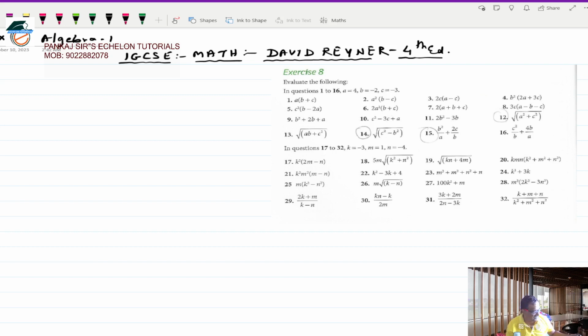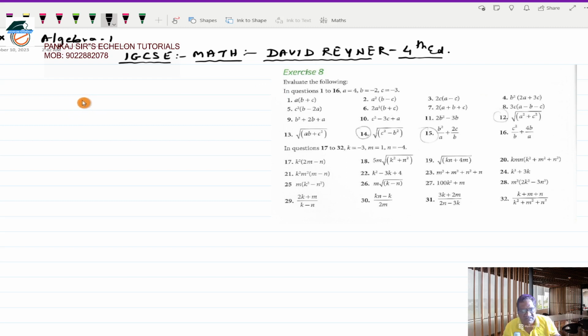And today we are going to start with exercise 8 of chapter number 2, that is Algebra 1, from the David Rayner book, the fourth edition. And this is for the IGCSE curriculum mathematics. Okay. So in this exercise 8, as you can see on the screen, there are some 32 questions right now, but I suppose there are some total 50 questions in this exercise. So we have to get started with each and every question. Okay, so starting with exercise 8, question number 1, right?